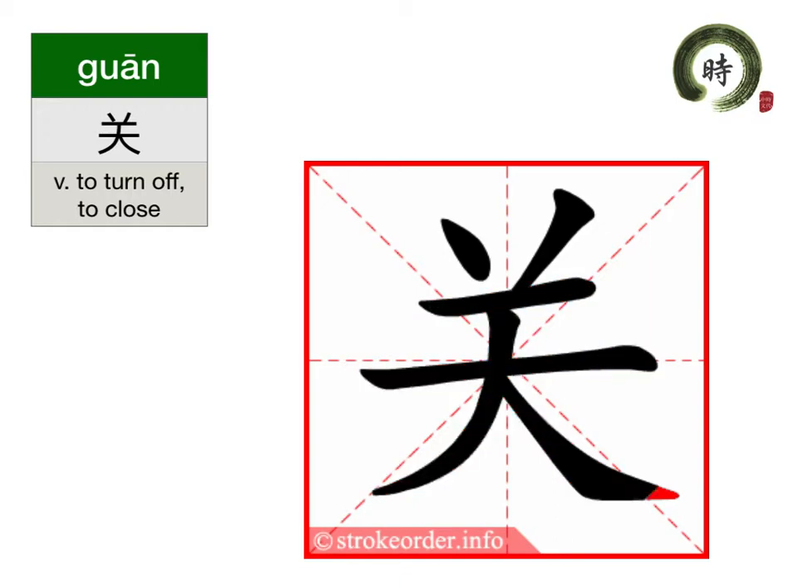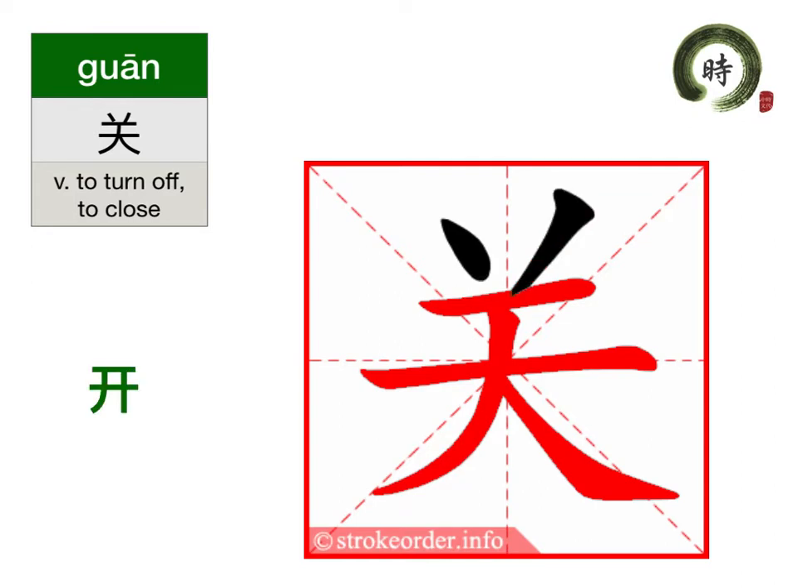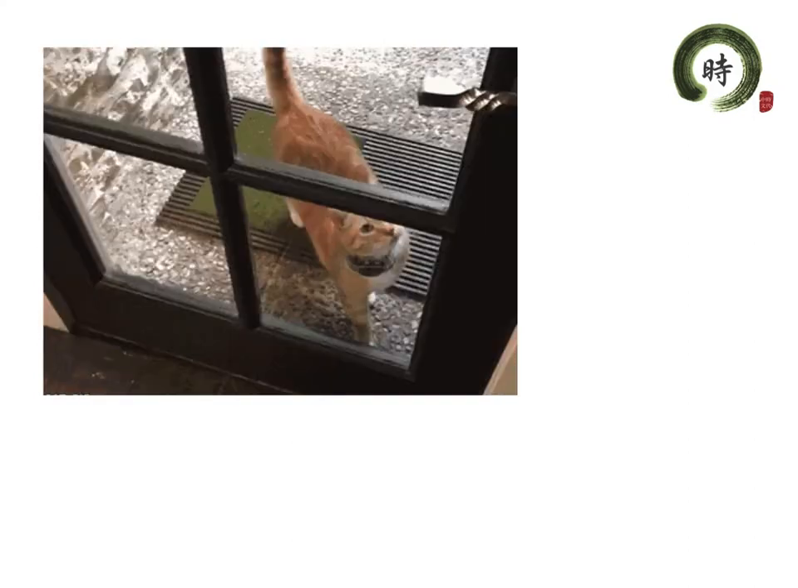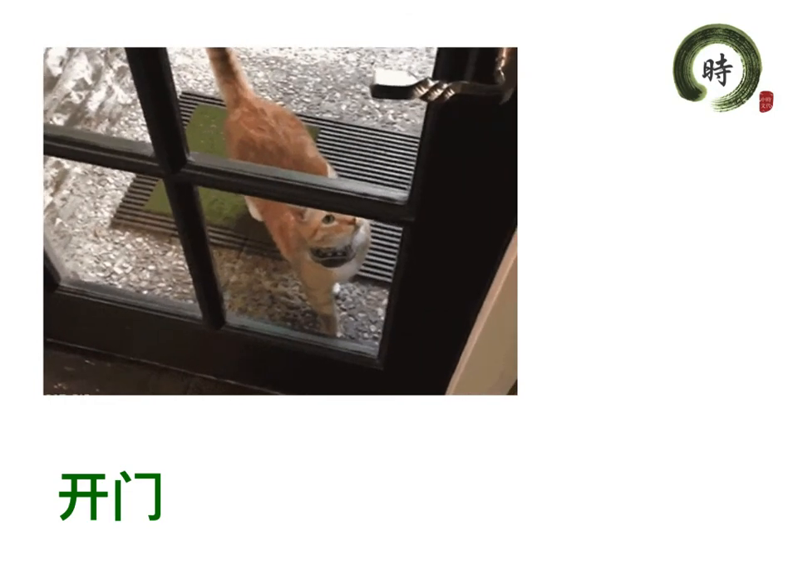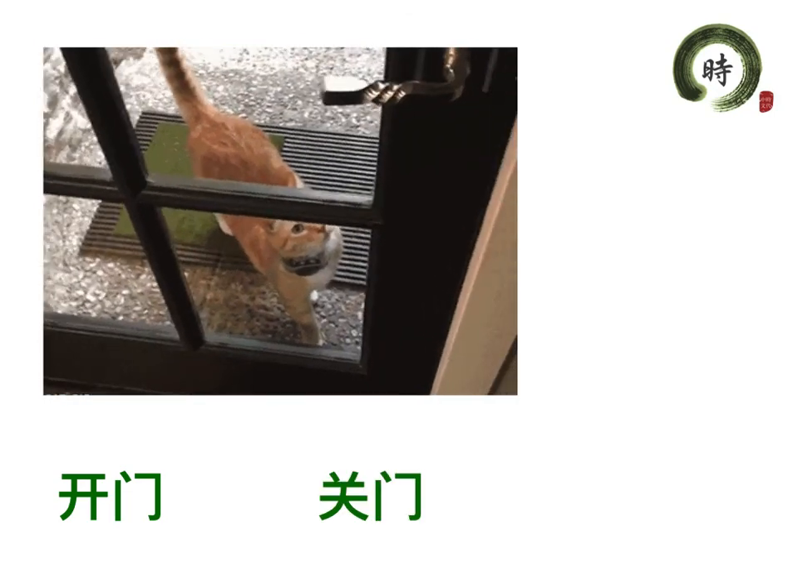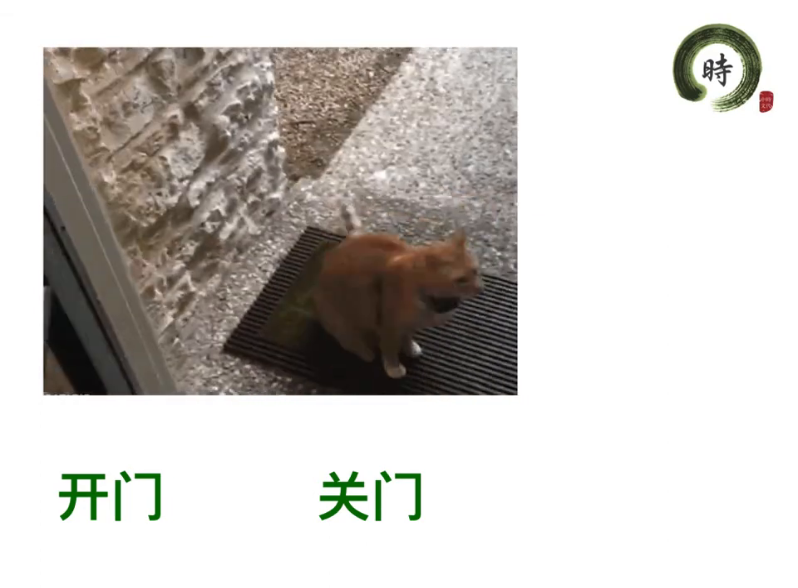So the opposite word of 关 is 开. 开 means to open. And we also learned 开 in the words 开车 and 离开. So now let's take a look at this action. How to say open the door in Mandarin? 非常好. We say 开门. And now could you please write down 关门? Perfect. 关门, to close the door.